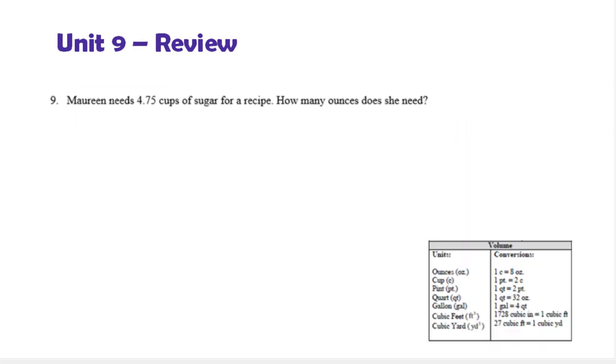Let's look at the next one. Maureen needs 4.75 cups of sugar for a recipe. And we're asked, how many ounces does she need? So we are converting from cups to ounces. So first, we're going to write 4.75 cups. Always label your units so you can keep track of them. Times, let's set up our ratio, and let's find our appropriate conversion.